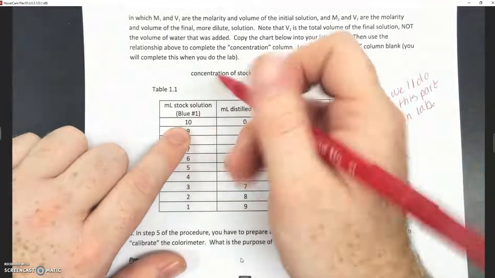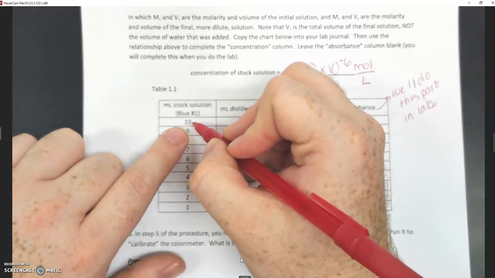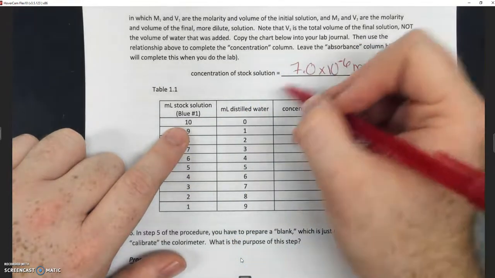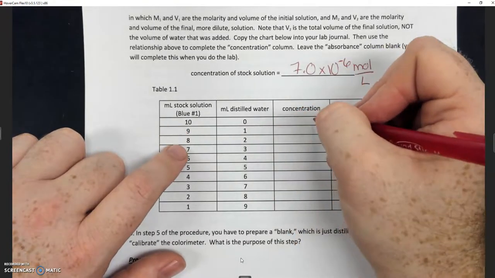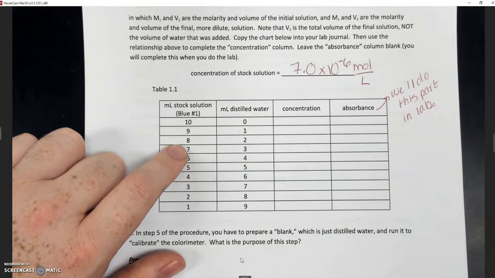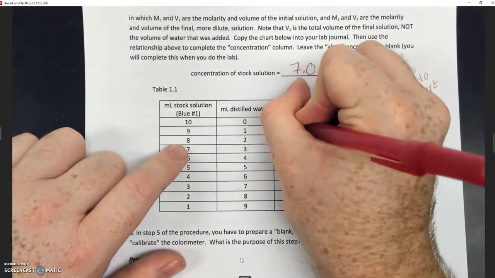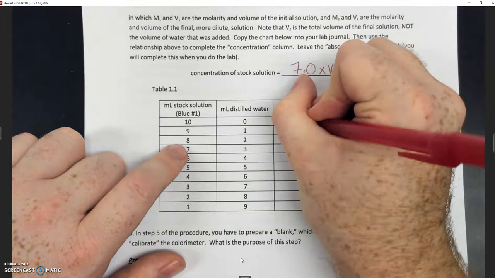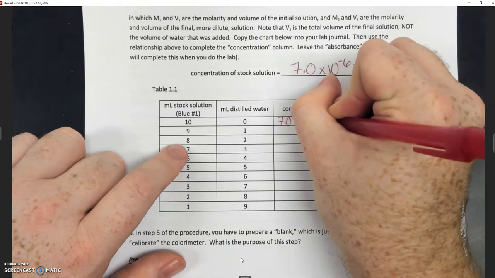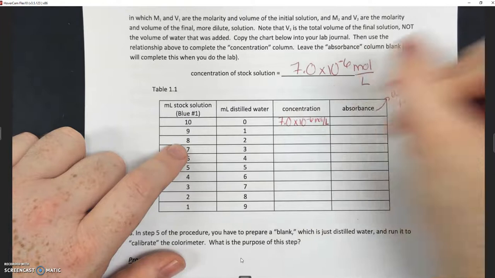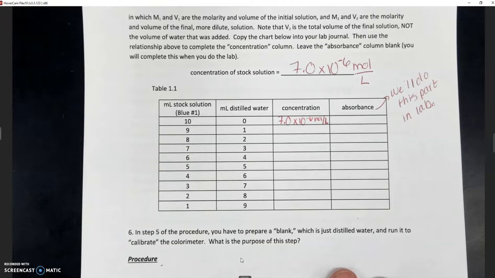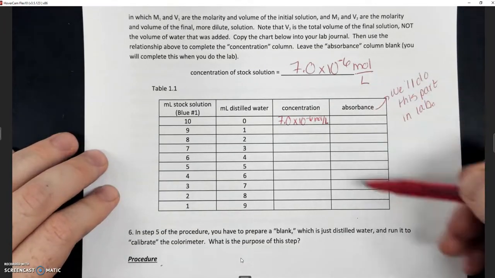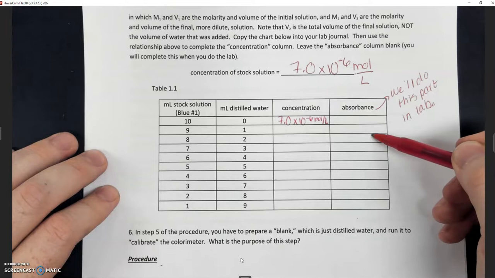So for the first one, it's telling you to take 10 milliliters of the stock solution at this concentration, add 0 milliliters of distilled water. What would the new concentration be? Well, that's actually very easy. It's just going to be the same concentration of the stock solution, because we didn't add anything new to it. For absorbance, don't worry about this. We're going to do that on the day of the lab.